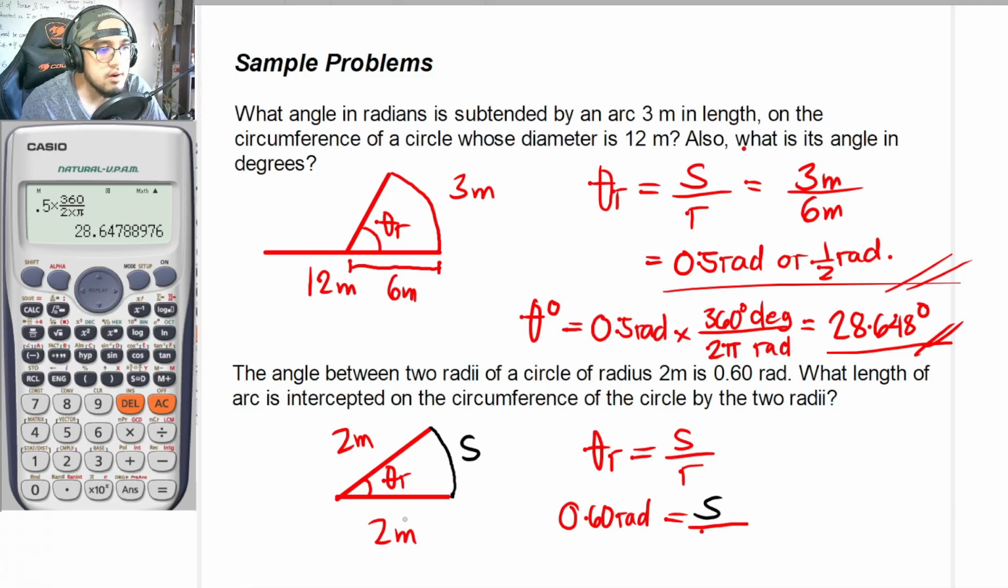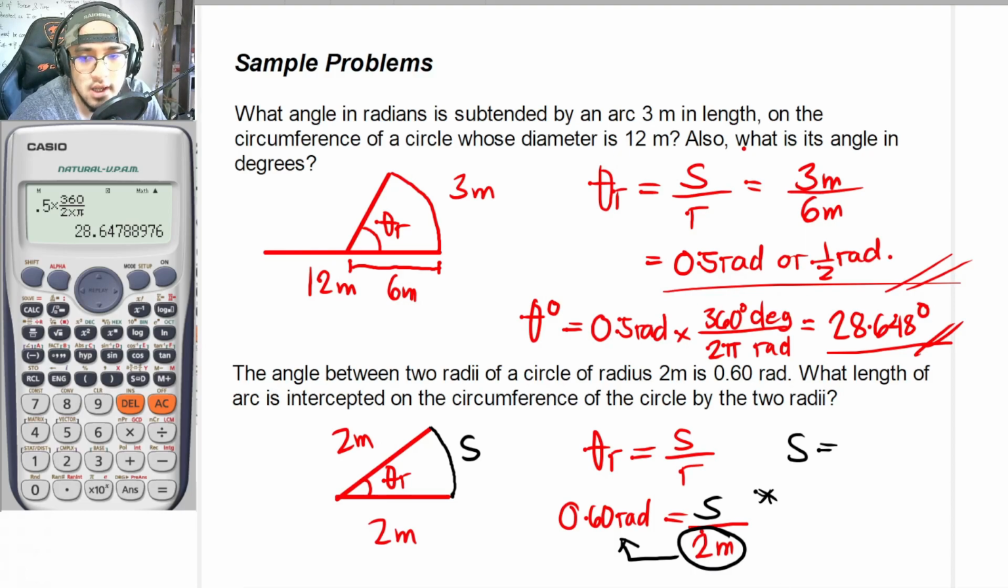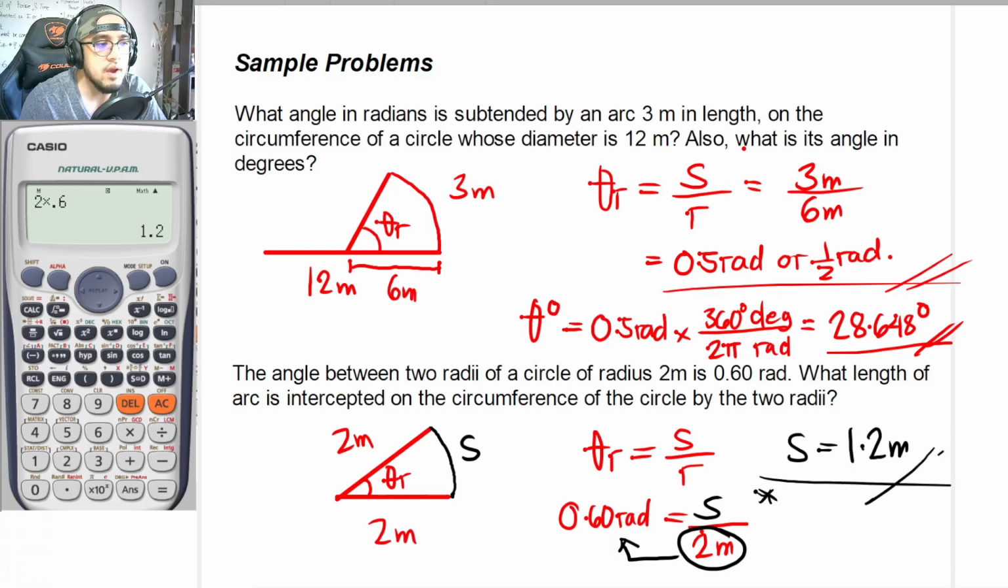S divided by R. So our R is now to be 2 meters. So solving for the value of S, S is to be equal to, cross multiplying, multiply 2 meters by 0.6 rads. So 2 times 0.6. Our answer here is now to be equal to 1.2 meters. So this is now to be our final answer for this particular problem.